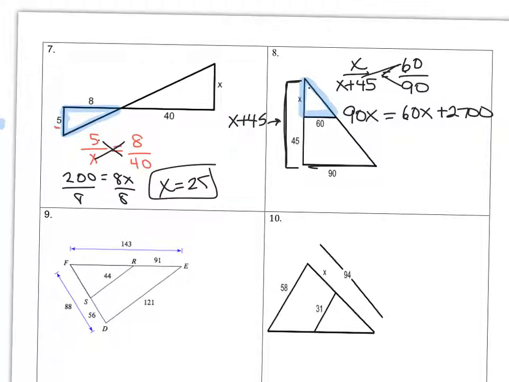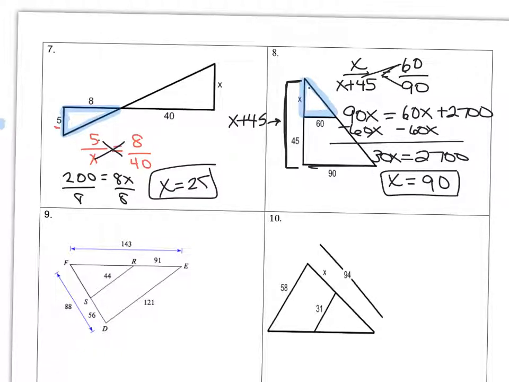So now I'm going to solve for x. I'm going to subtract 60x on both sides. I get 30x equals 2,700. So now I'm going to divide that by 30. I get 90. And I'm done.